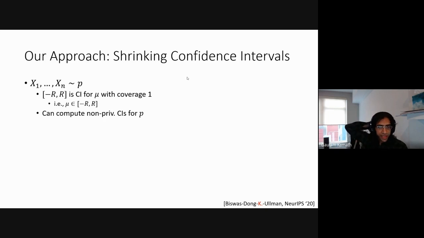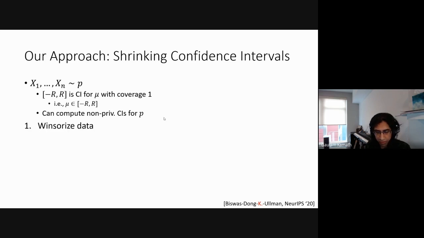And the other thing we need, which is kind of a very minimal assumption, is that we can compute non-private confidence intervals for the true distribution P. That means that essentially whatever this distribution is, we know kind of what the tail probabilities are like. This is a very standard assumption in, say, statistical settings. For Gaussians, we understand what the tail looks like very well. Yeah, in many settings, we understand what the tails look like. So those are the minimal things we need.